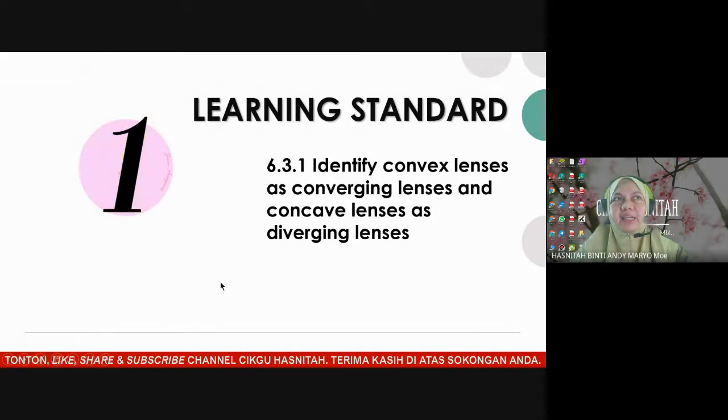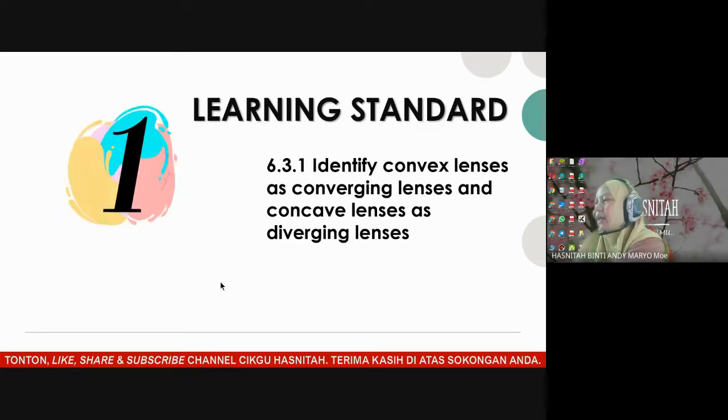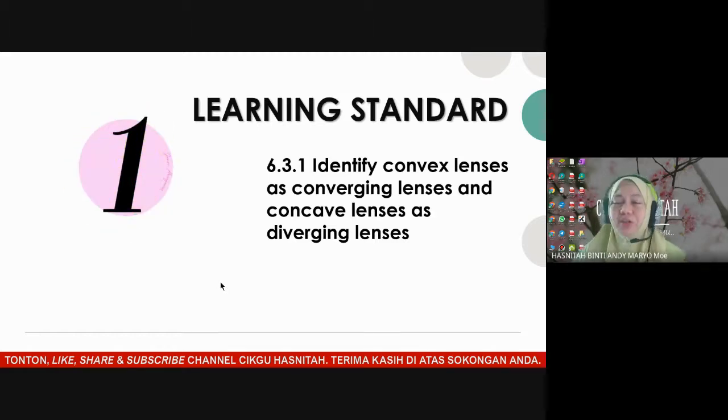This is the third content standard in chapter 6, 6.3, image formation by lenses. In this content standard, altogether there are 4 learning standards you must master very well. In your textbook, 6.3 starts from page 251 until 258. If you go through your textbook, there are a few QR codes which you can scan, and you can watch a short video or some simulation on image formation by these lenses.